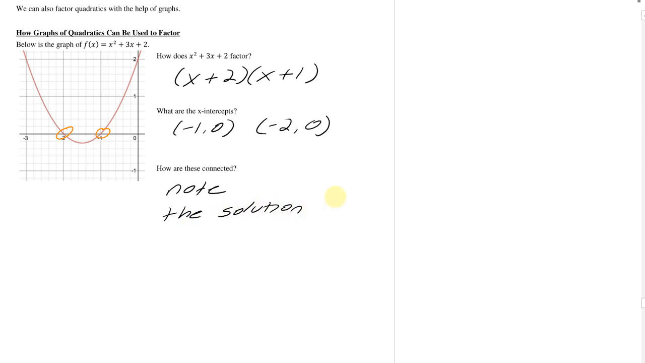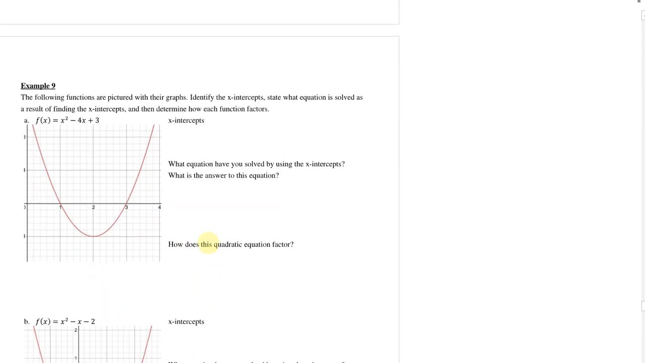The solution to, so if I were to set this whole thing equal to 0, the solutions to it would be -1 or -2. So there's this whole connection with how this factors and finding your x-intercepts and all of that stuff. So there's always this connection between the graphs and the math and kind of how you look at everything. That's kind of what I wanted to point out here. Okay, so let's take a look at the next page.